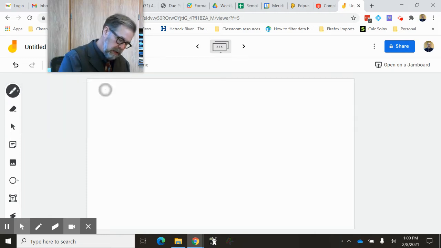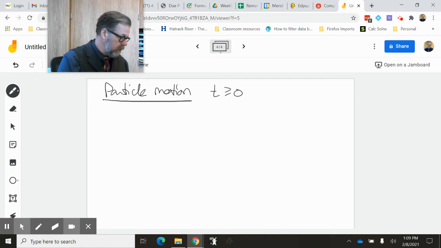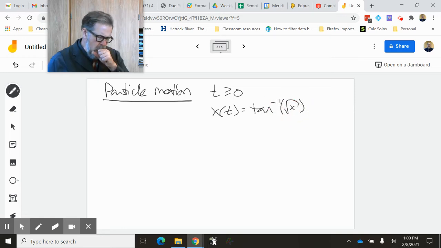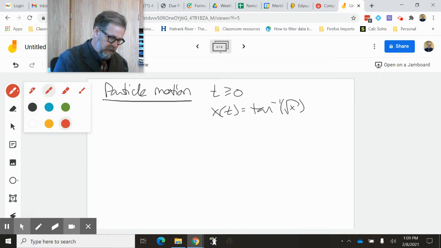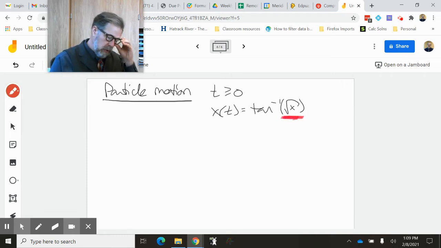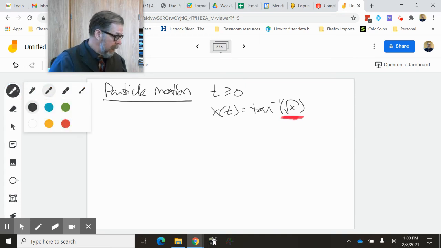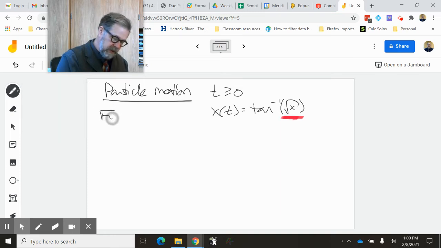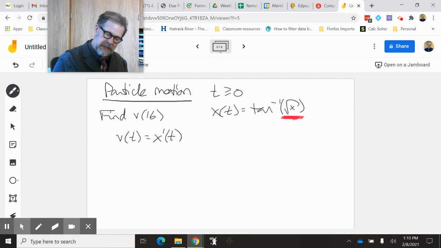We have a particle motion problem, which happens a lot in calculus. For times greater than or equal to 0, the position of our particle is expressed as the arctangent of the square root of x. Notice that we are going to have a chain rule issue here. By the way, the problem is to find the velocity at time 16. So we know that v of t is equal to the derivative of x of t.